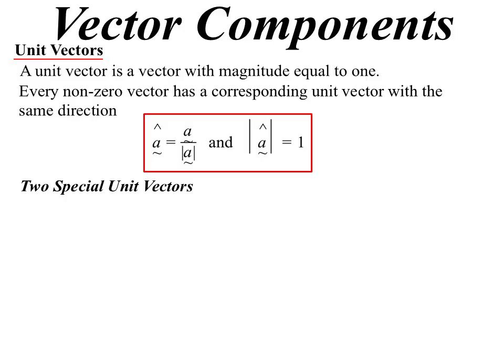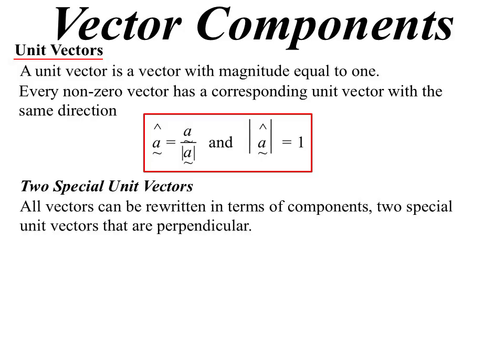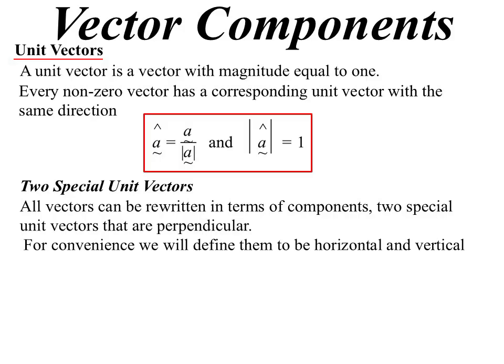And actually we don't put the caret on the top of these ones. We can always break vectors up into components to make life easier to work with. The two special ones are perpendicular to each other, or orthogonal is another way of saying it. Now conveniently we make those horizontal and vertical. They don't have to be, they just have to be at right angles to each other. So the one horizontally we call i, so it's going that way. That would be the unit vector in the horizontal direction. And the one going vertically we call j.